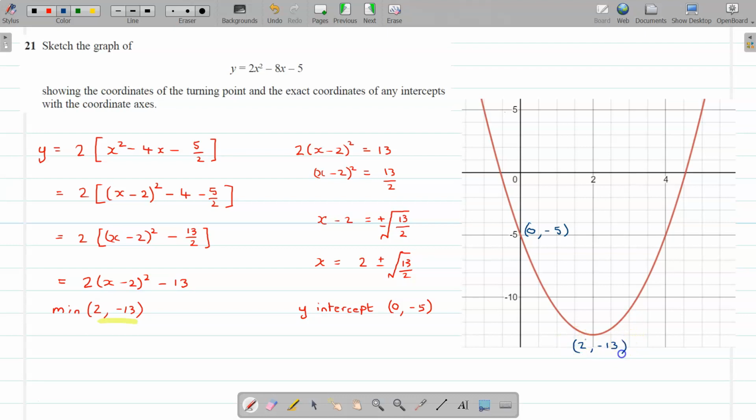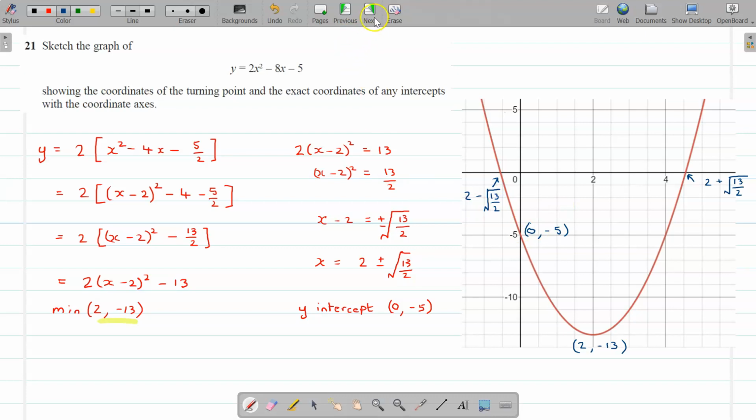And it does say use the exact values. Well, this one here is going to be the 2 plus root 13 over 2, and the other one is the 2 minus root 13 over 2. So quite a lot of work to do on that question, but that would be a grade 9 question. I'm just going to write that square root again, so it's the full square root of both parts, the 13 and the 2, like that.